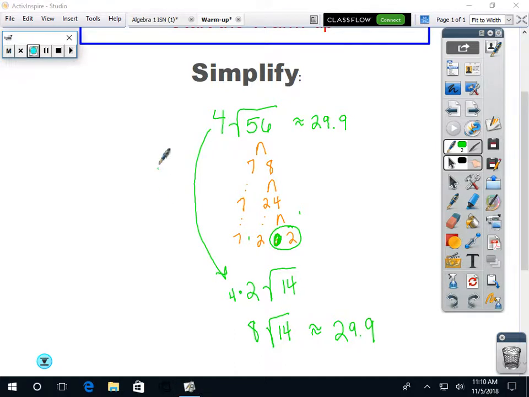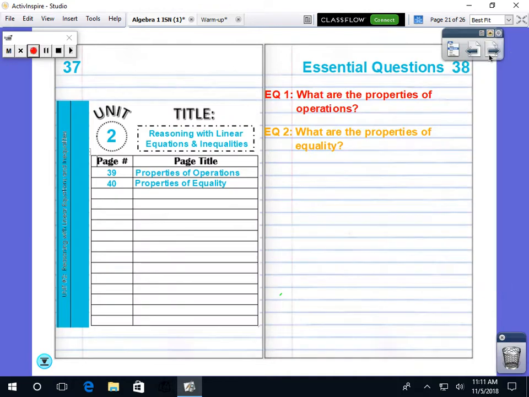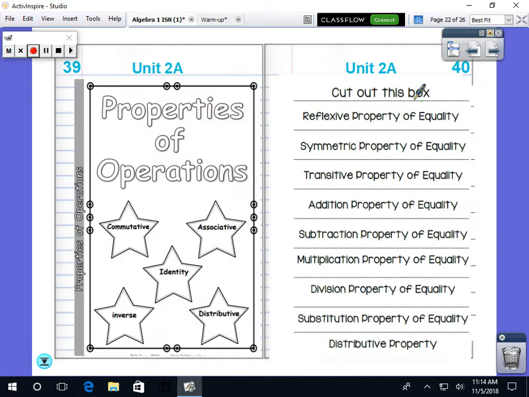Notebooks, and we're going to update the table of contents and essential question pages. Okay, today we're going to be learning about the properties of equality. Okay, we'll be gluing this down to page 40. So go ahead and update those 2 pages. Equality, that's where we are going to be gluing this down. So once you get it folded in half, you're going to glue it down to page 40. And you'll see where it says to glue it down, it says back side, and that's what you put the glue on.